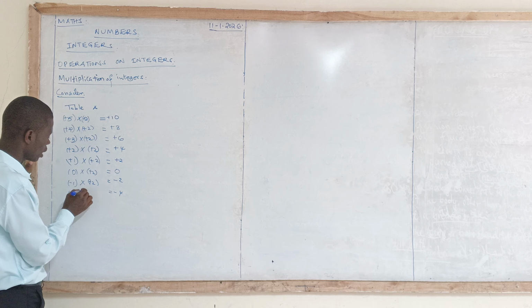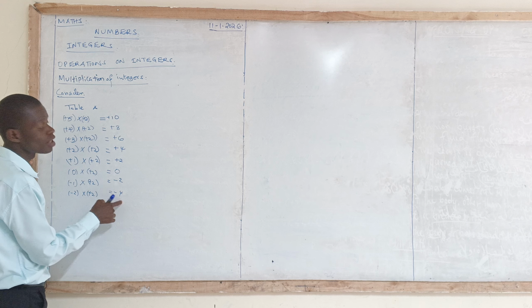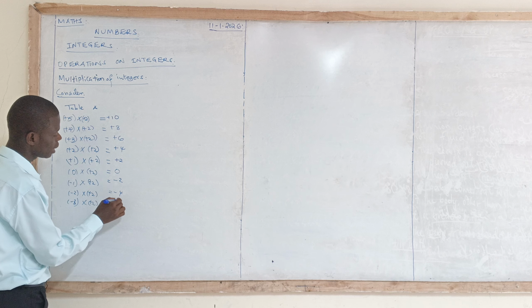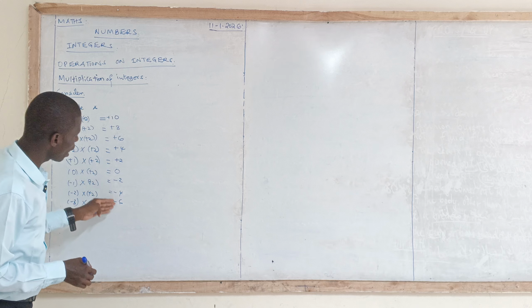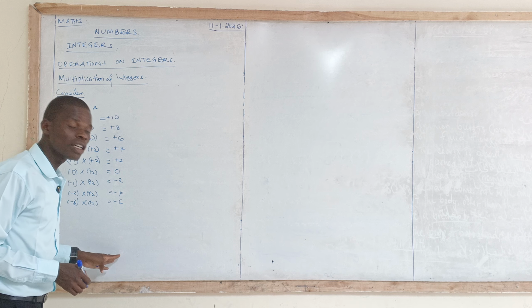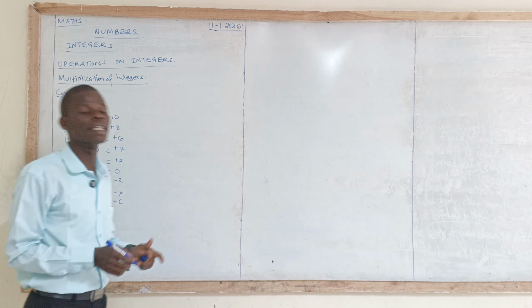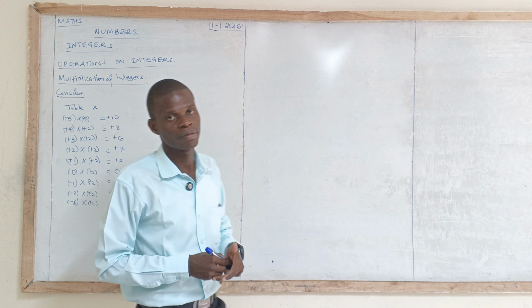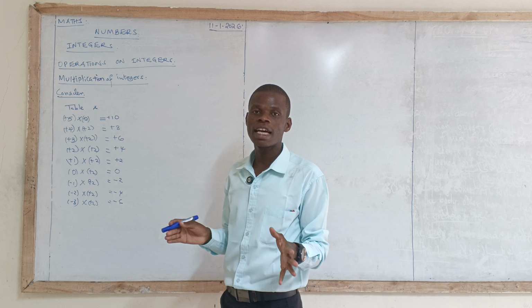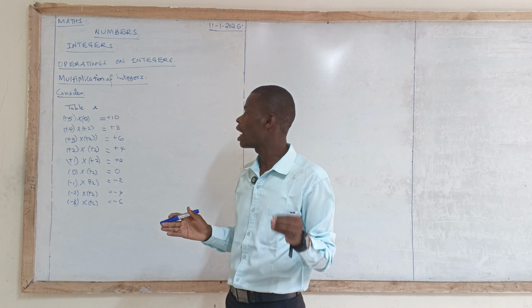Negative 2 times positive 2 is negative 4. Negative 3 times positive 2 is negative 6. So I can go on until I reach negative 8, negative 10. It's just moving downward with an equal interval. That is what you need to understand. Once you understand that, everything is okay and perfect.